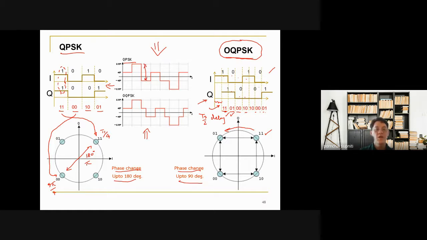And that's all. And in fact, there are other variations of this type of modulation scheme in order to handle various types of issues as well.